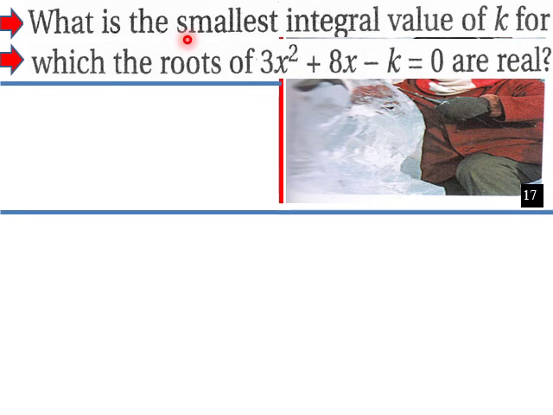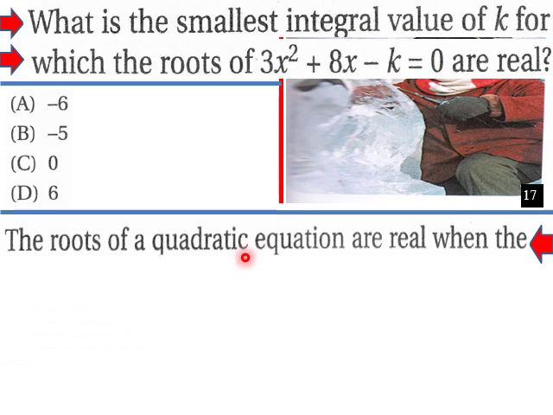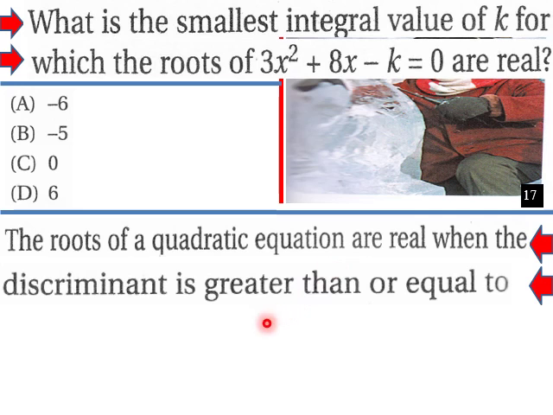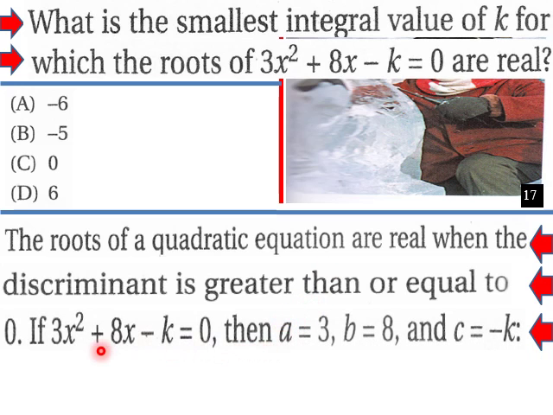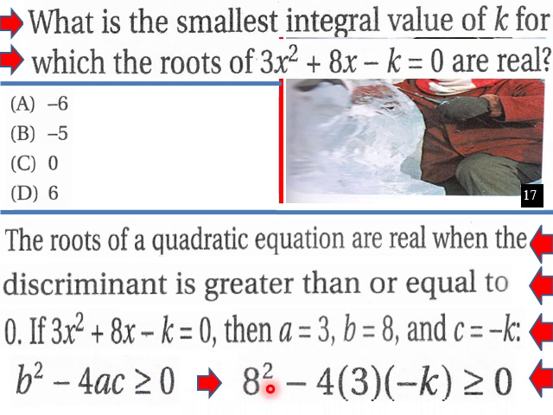What is the smallest integral value of k for which the roots of 3x squared plus 8x minus k equals 0 are real? To keep it real, the roots of a quadratic equation are real when the discriminant is greater than or equal to 0. If 3x squared plus 8x minus k equals 0, then a equals 3, b equals 8, and c equals negative k. So b squared minus 4ac has got to be greater than or equal to 0.